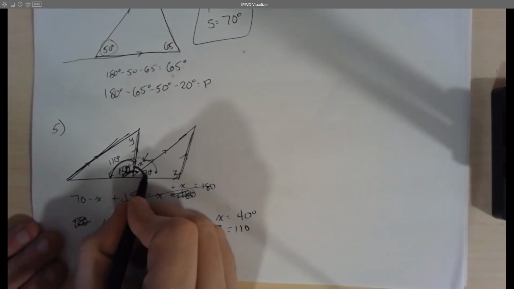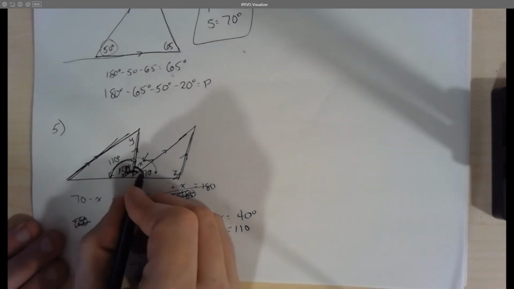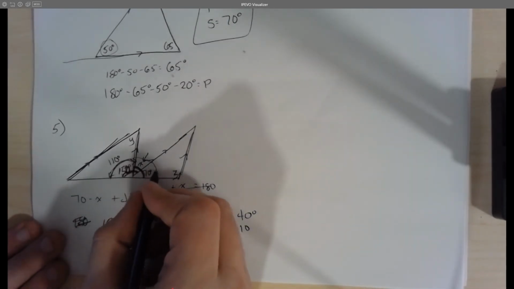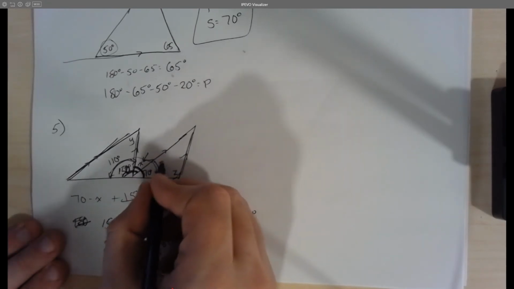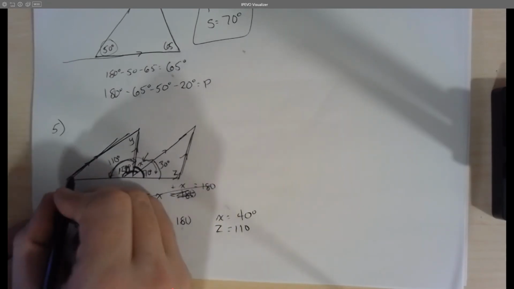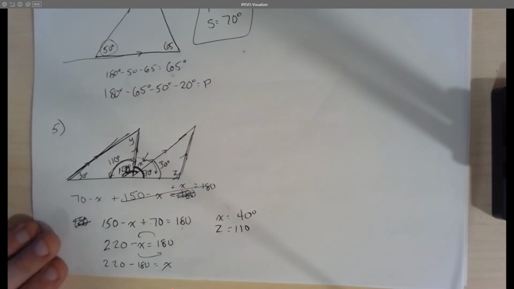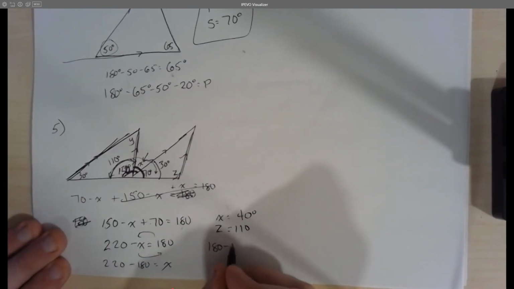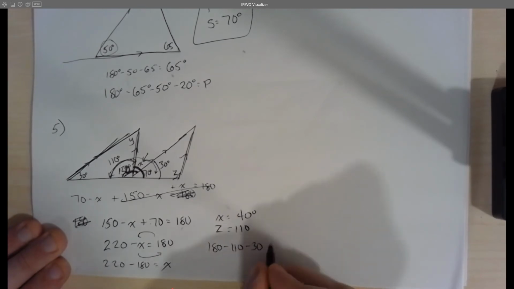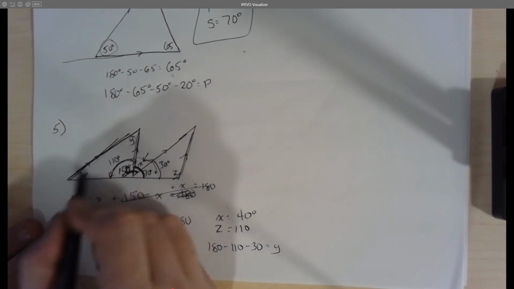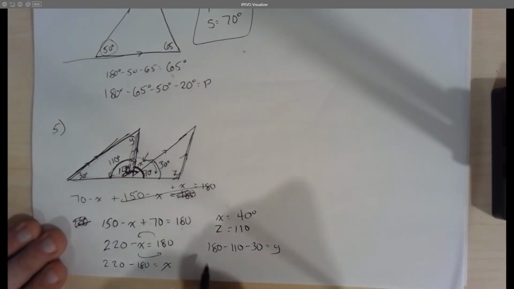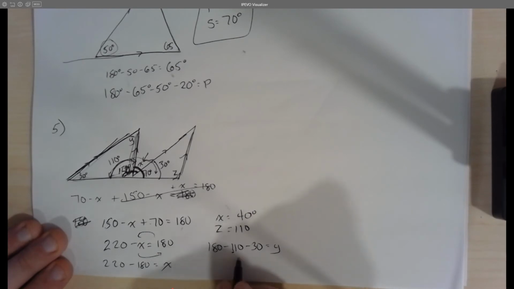If this is 70, then this whole thing is 70, then this little piece here is going to be 70 minus 40, which is 30 degrees. If this is 30, then this is 30. If this is 30 and this is 110, then 180 minus 110 minus 30 is going to be our Y. That's the whole triangle here put together. So 180 minus 110 is going to be 70. 70 minus 30 is 40.